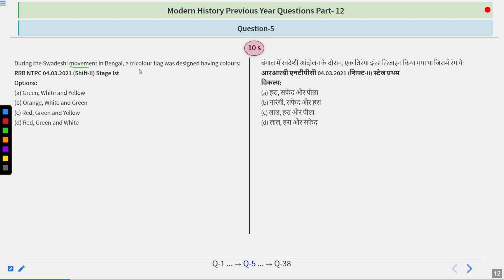During the Swadeshi movement in Bengal, a tricolor flag was designed having colors. Very good question this is. Green, white, yellow, orange, white, green, red, green, yellow, red, green, white. Take your time.